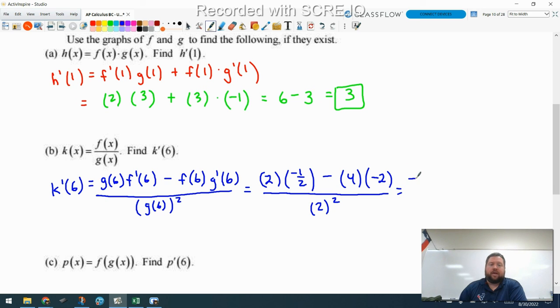So that's all over 2 squared. All right, so this is going to be negative 1. 2's cancel. And this is going to be positive 8, so plus 8, and then we get a 4 on the bottom. So that's 7 over 4.